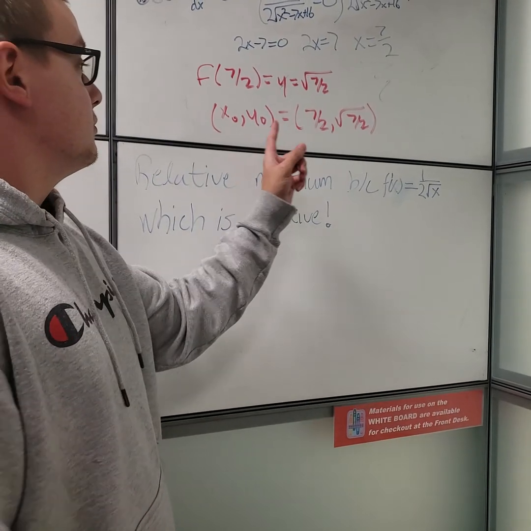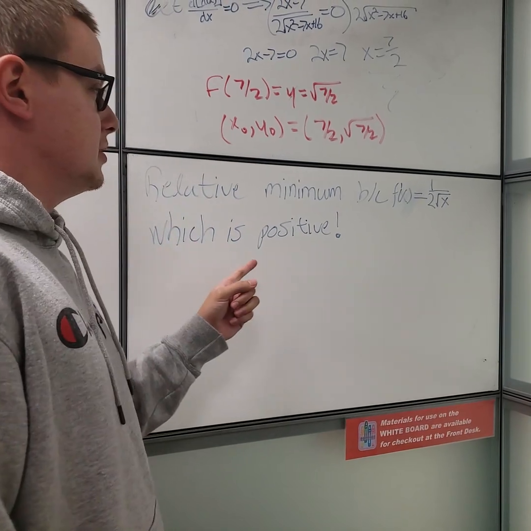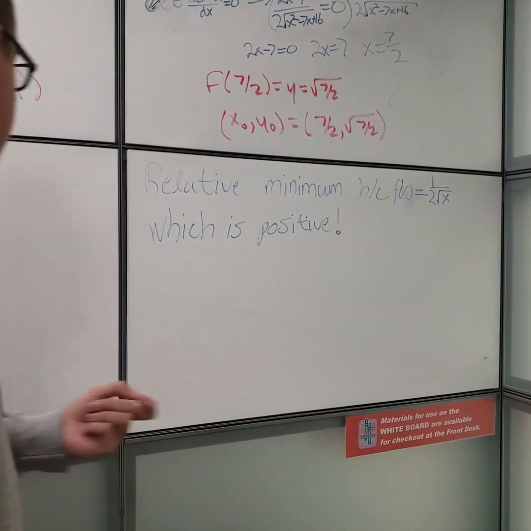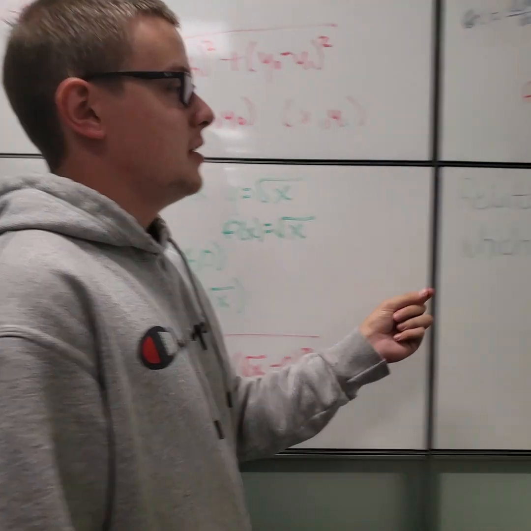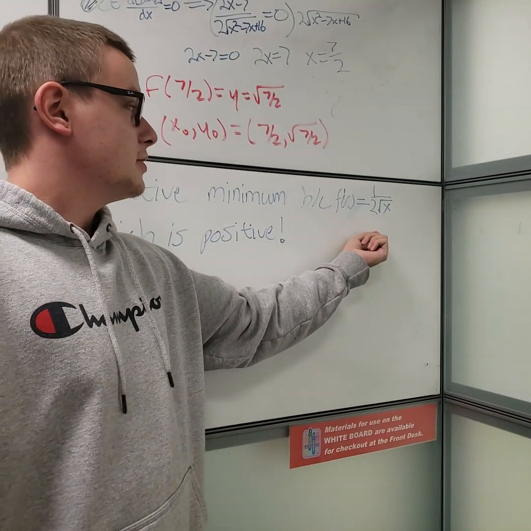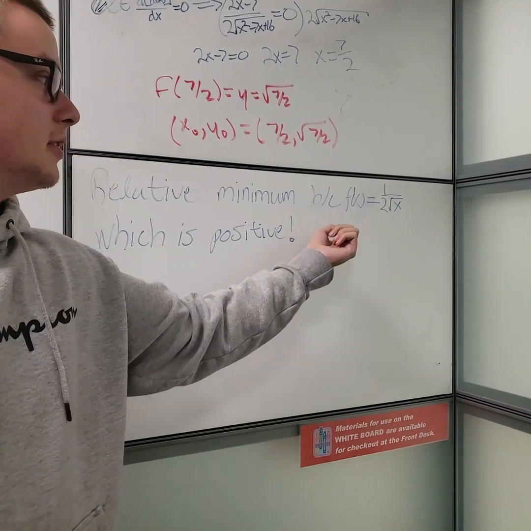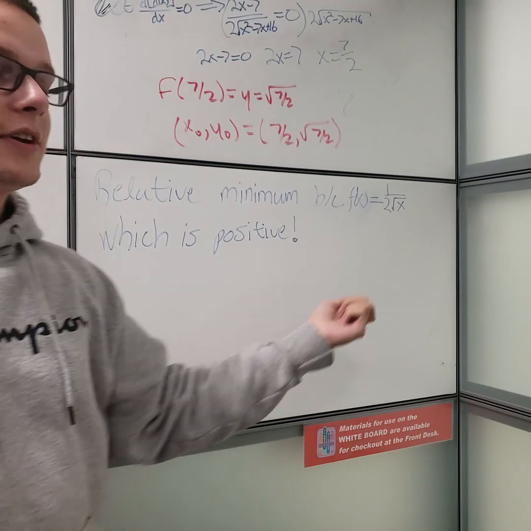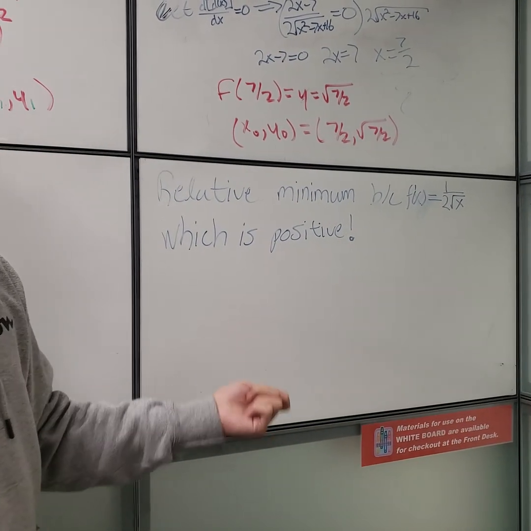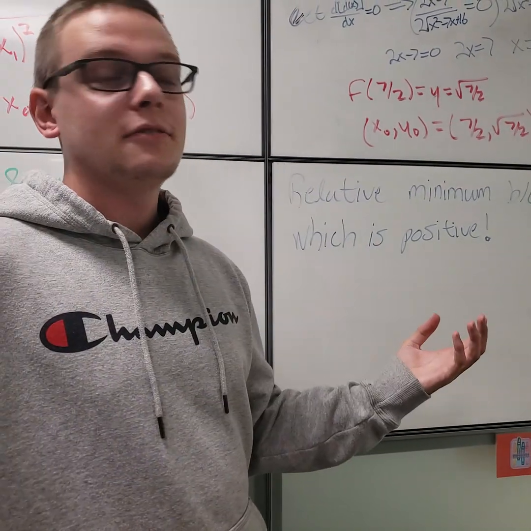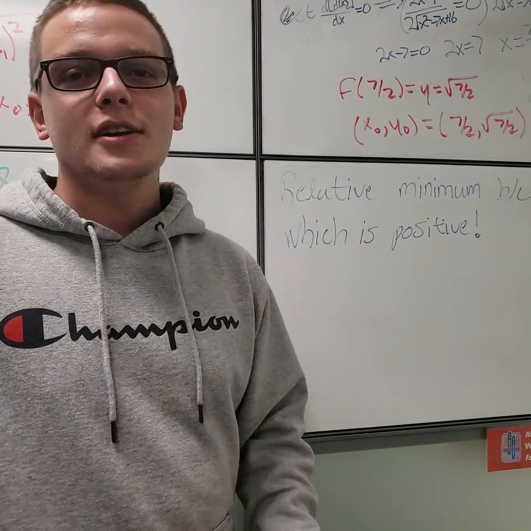Now the reason we know that this is a relative minimum is because we know that the original function f of x, if we take the derivative, we get 1 over 2 times the square root of x, which is positive. So we know it is a minimum and the function is increasing as x increases.